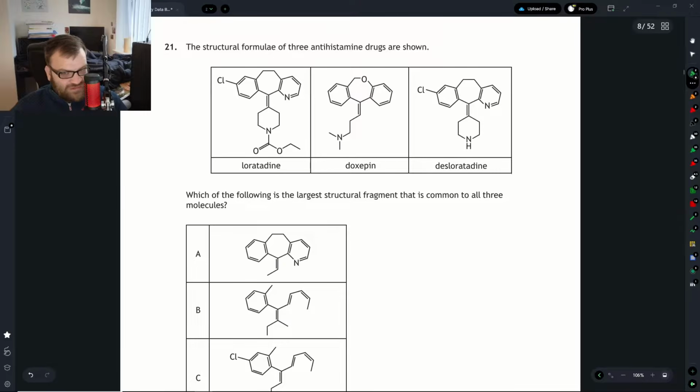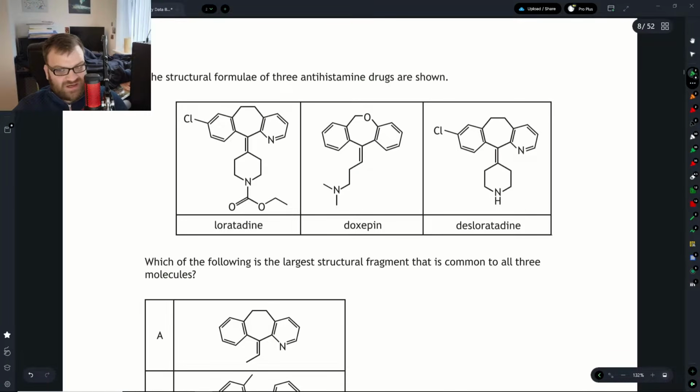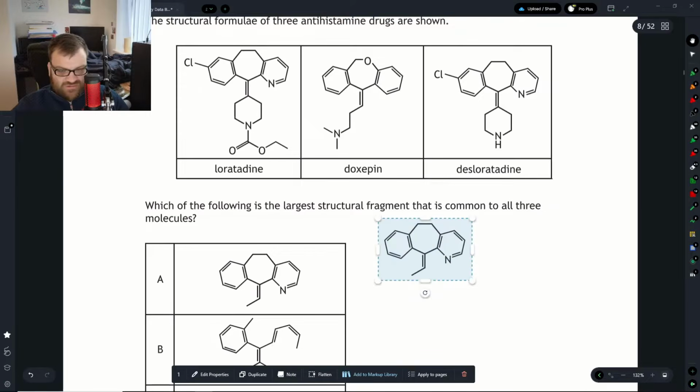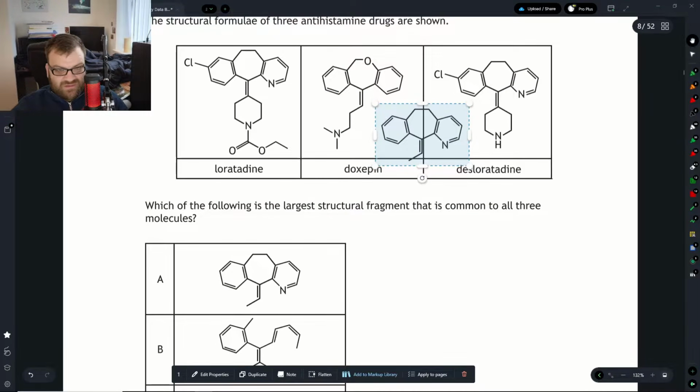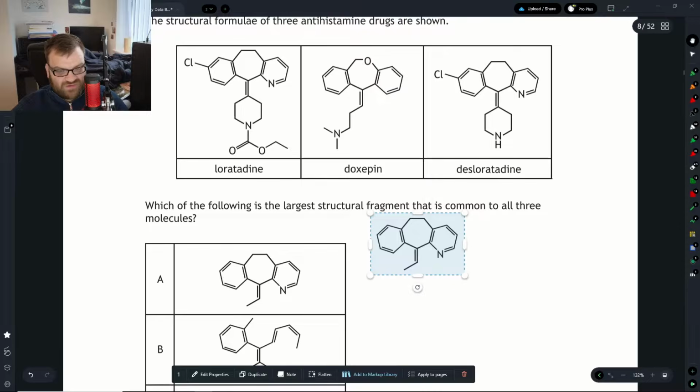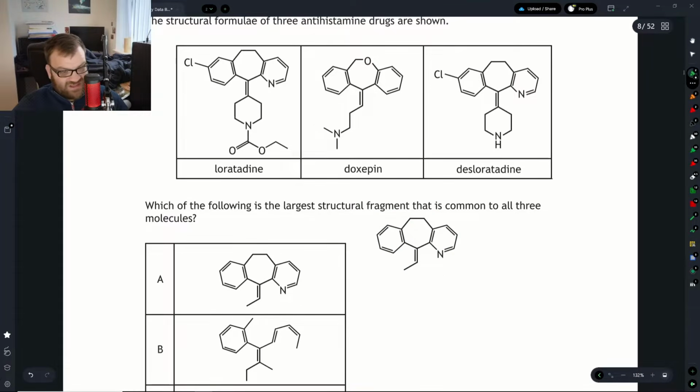Next up, we are looking for the largest fragment, which is common to all 3 molecules. So we are looking to see what parts do they all have in common. So our first option would be this fragment here. However, we don't have that in the middle one, in dosulepin, so that can't be right then. Let's get rid of that one.